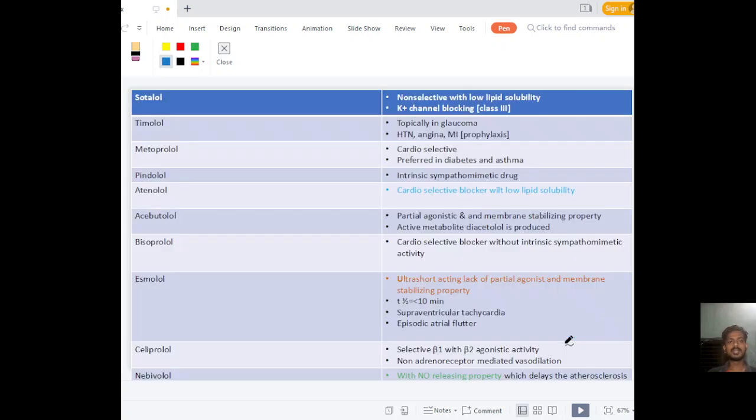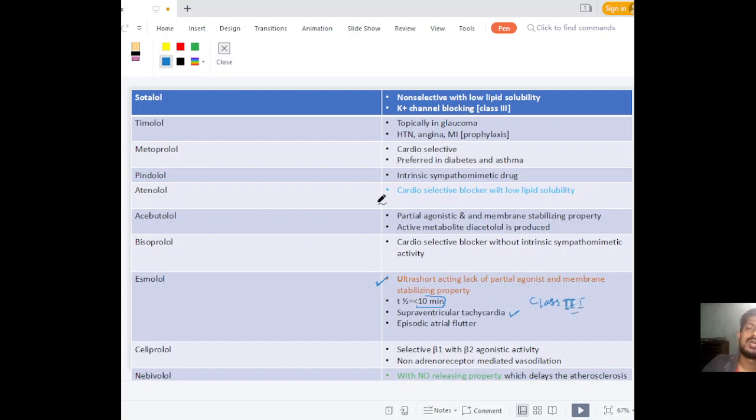Okay, next, if we individually talk about beta blockers, I have to discuss the important ones. Esmolol is the shortest acting beta blocker, having a half-life of less than 10 minutes. It is also given in supraventricular tachycardia. Sotalol is a class 3 antiarrhythmic drug, having class 3 as well as class 2 activity.